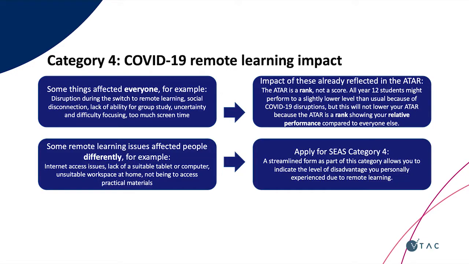But for some, remote learning issues have affected people differently. For example, not everybody's had the same internet access. Not everybody's had a suitable tablet or computer. Not everybody's had access to a workspace at home, or maybe their workspace at home has had to be shared amongst family, or their computers had to be shared amongst family. So in this process, you can actually indicate the level of disadvantage you personally experience due to remote learning as part of Category 4.